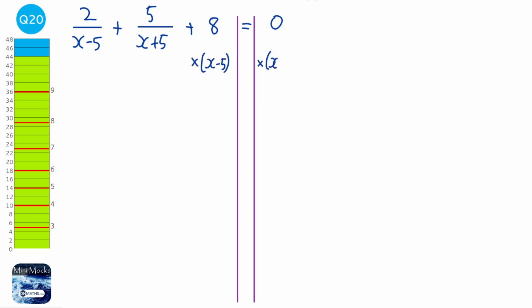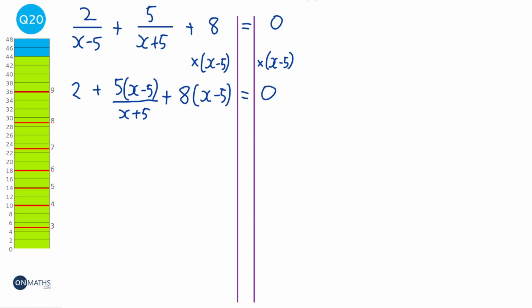Now when you times both sides by something and there's more than one term on one of the sides, you've got to times each of the terms. So we're going to start by timesing the left-hand fraction. Well, that will just get rid of the x minus 5 and just leave 2. Then we're going to times the second fraction. So when you times something by a fraction, you just times the numerator. So it becomes 5 brackets x minus 5 over x plus 5. And then we're going to times this 8. In fact, let's just try and keep our pluses consistent. So it would be 8 brackets x minus 5. Now 0 times anything is just 0, so this will just remain as 0.